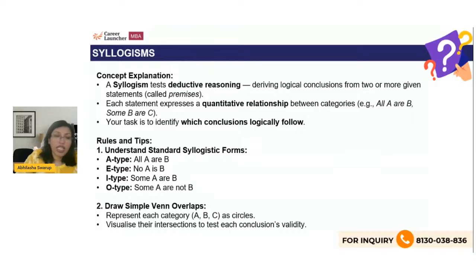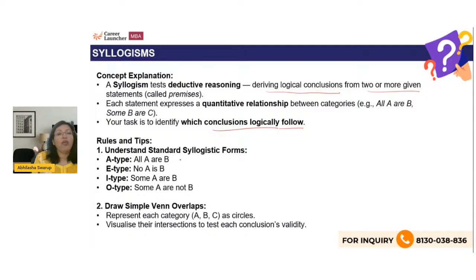All right, let's take a look at syllogisms. A syllogism tests deductive reasoning. How do you derive a logical conclusion from two or more given statements or premises? There is a quantitative or categorical relationship which you have to see and develop. You are given two relationships and you have to identify which conclusion will logically follow. Number one, you must know the four syllogistic forms.